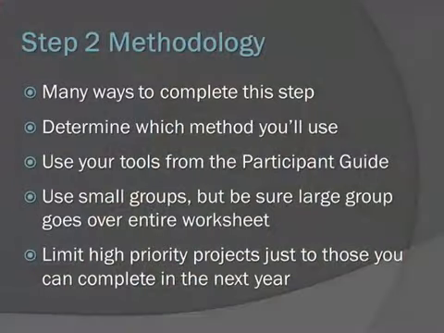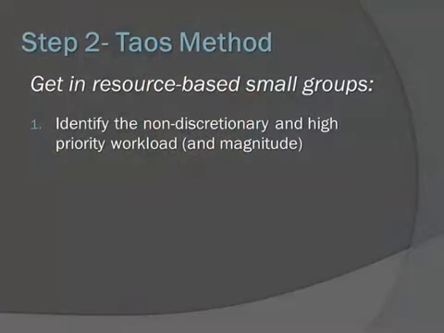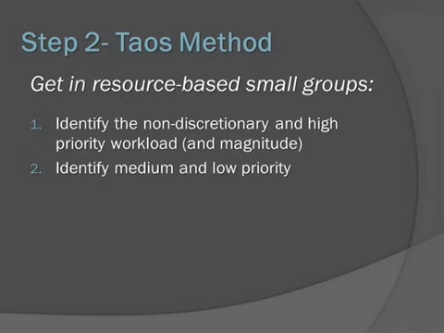Most likely, you'll identify more high priority projects with high or medium magnitude than you can actually handle in 1 year. So you'll need to edit your list to filter out those projects that are really the highest priority. In Taos, we split into the resource groups we used in step 1 to identify management actions in the RMP. In these groups, first we identified the non-discretionary work as well as the projects we thought were high priority. We also identified a few mediums and lows based on these discussions.